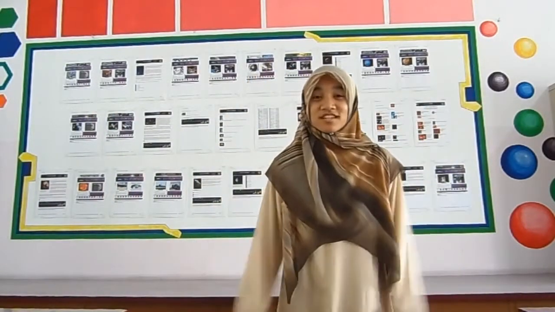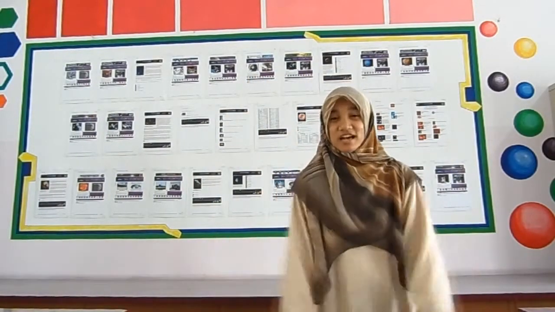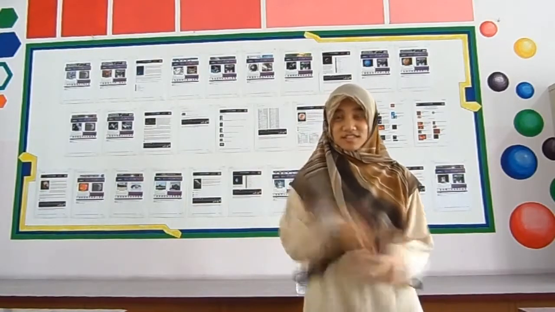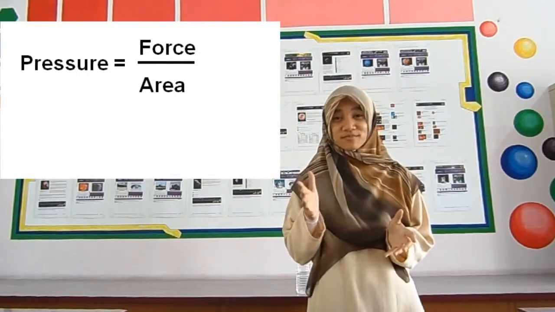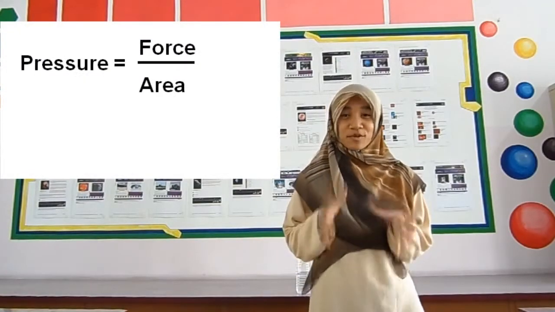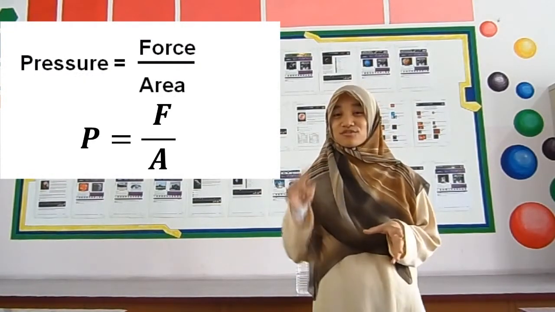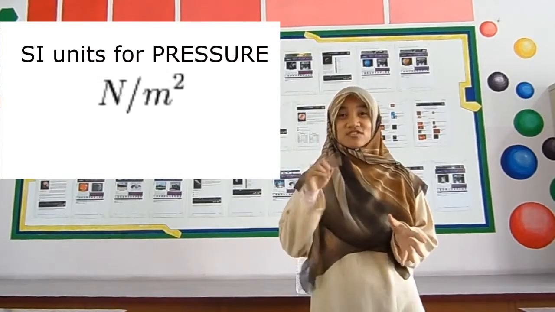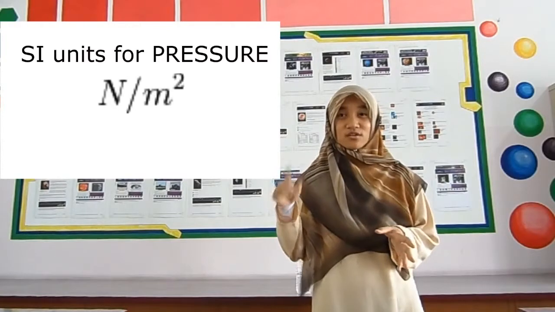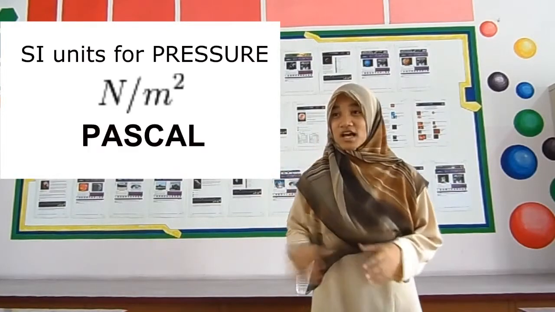Hi. Today we're going to discuss pressure. Have you discussed it with your friends? Now I'll discuss it with you. Pressure is force per unit area. The formula of pressure is P equals F over A. The SI unit of pressure is Newton per meter squared, also known as Pascal.